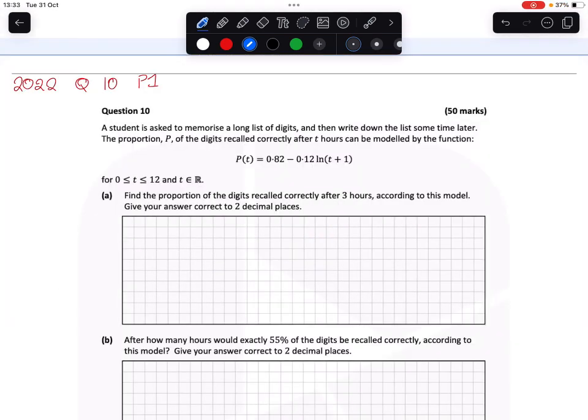So we're going to be taking a look at the higher level Leaving Cert 2022 paper, question 10 on paper 1. A student is asked to memorize a long list of digits and then write down the list sometime later. The proportion p of the digits recalled correctly after t hours can be modelled by the function p(t) is equal to 0.82 minus 0.12 times the natural log of (t plus 1), for t greater than or equal to 0 and less than or equal to 12, where t is a real number. Find the proportion of digits recalled correctly after 3 hours according to the model. Give your answer correct to 2 decimal places.